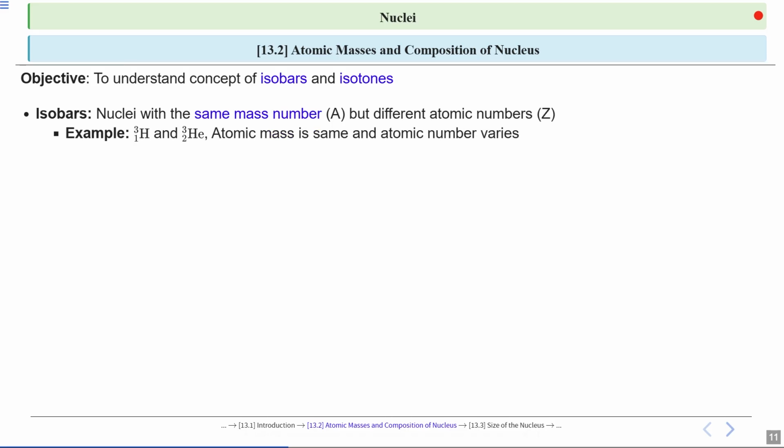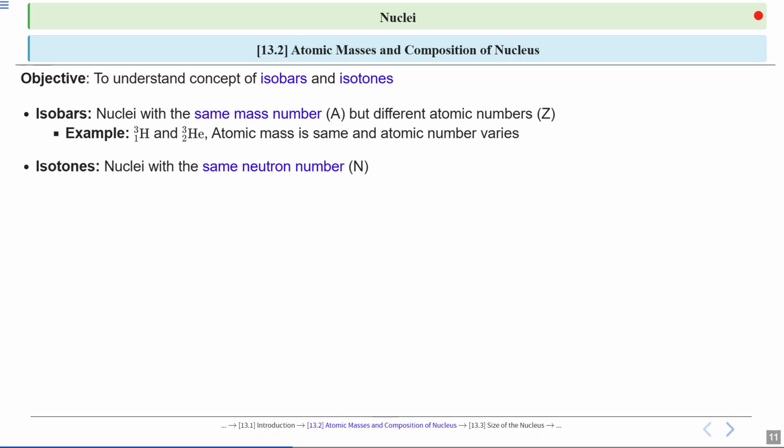Notice this example, hydrogen 3, written as H-3 with 1 proton, and helium 3, written as He-3 with 2 protons. Both have a mass number of 3, but hydrogen 3 has 1 proton and helium 3 has 2 protons.